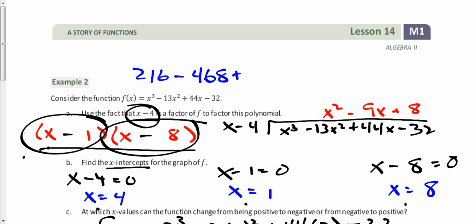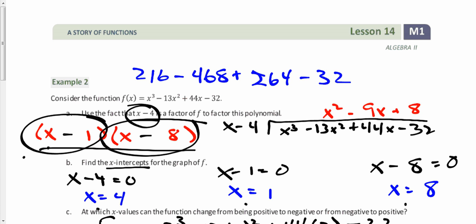Brandon? All right, Madeline? 264? 252? 44 times 6. What was it? 264? I feel like I'm talking to like 2 people right now.